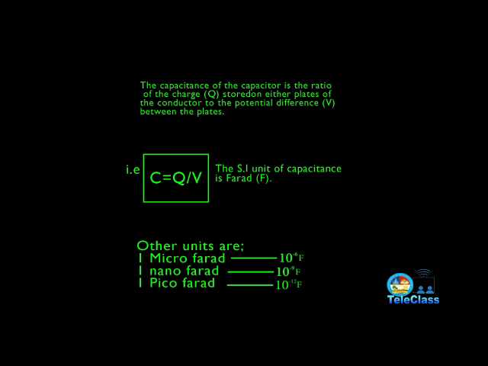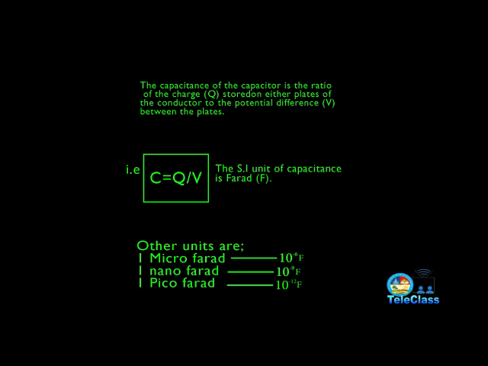A capacitance is the ratio of the charge produced on either plate of the capacitor to the potential difference between them. Like I said, the charge produced in a capacitor is directly proportional to the potential difference between the two parallel plates acting as terminals, where Q is directly proportional to V. Removing the sign of proportionality, you have Q equal to CV, where C is a constant of proportionality called capacitance.